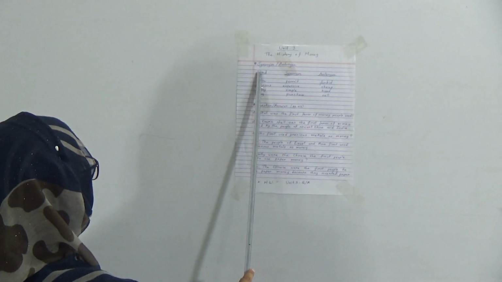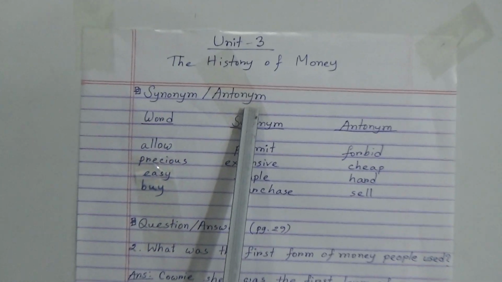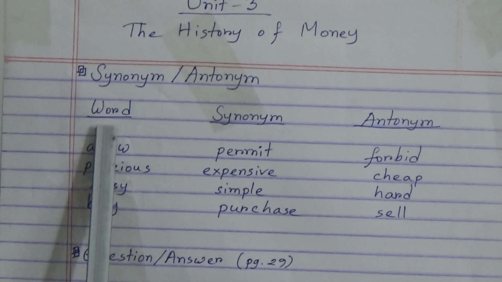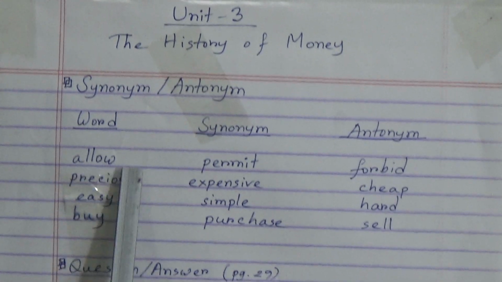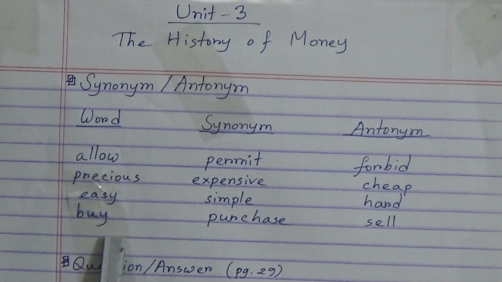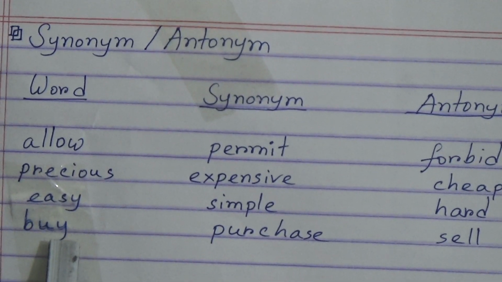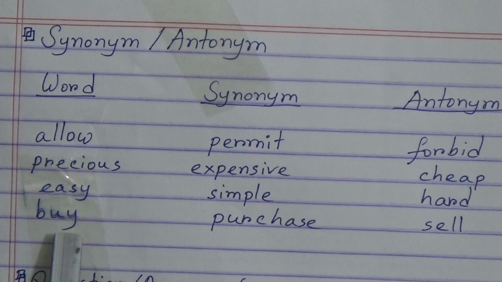So please look here, dear students. We'll be reading the synonym and antonym for this story first. We have 4 words here: allow, precious, easy and buy. We will learn the synonym and antonyms for these 4 words today.